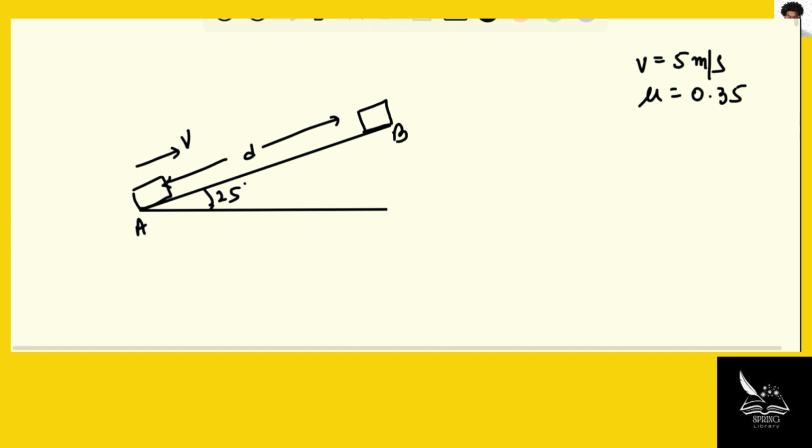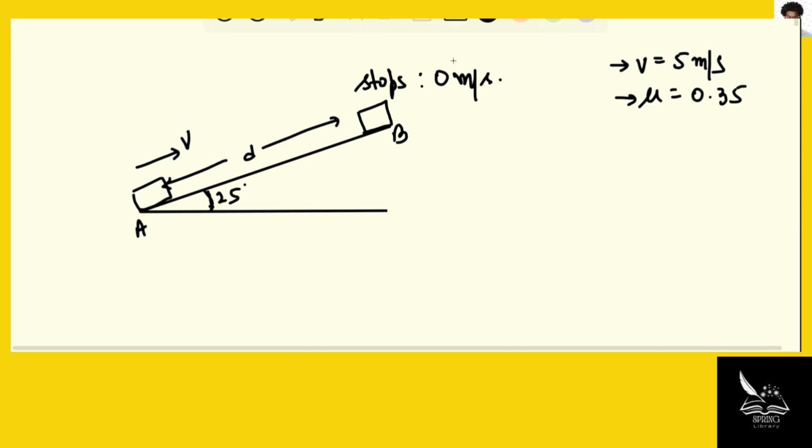Problem: we have been given that there is a block and it starts moving at point A with a speed of 5 meters per second, and this inclined plane has an angle of inclination of 25 degrees, and the coefficient of kinetic friction is 0.35. So we need to determine the distance d through which this block will move up the incline, provided that it stops at point B.